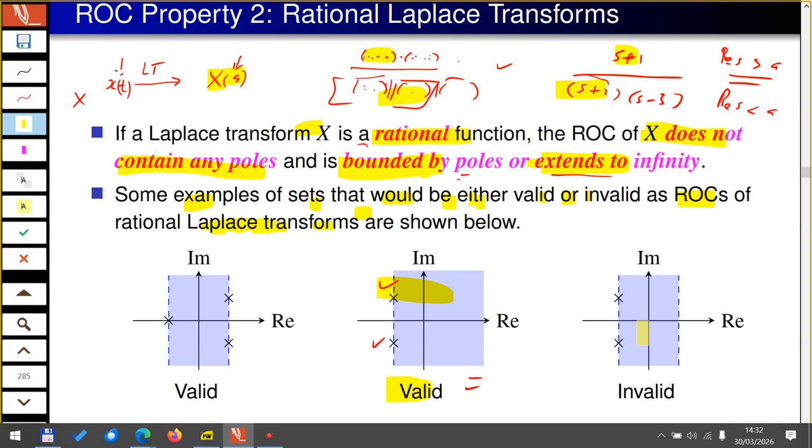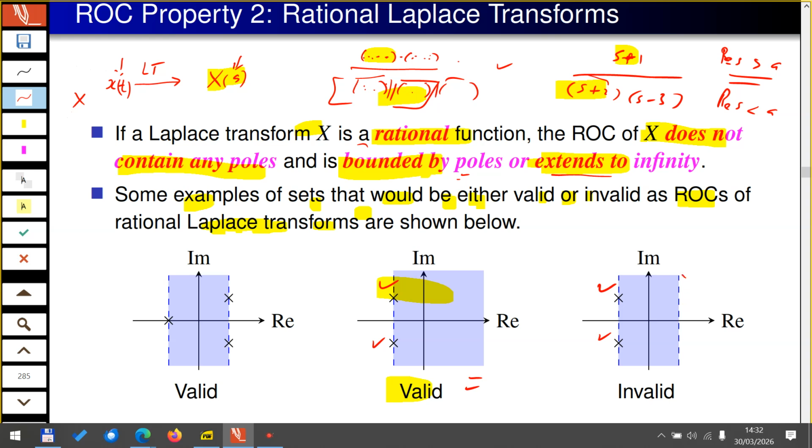What makes that one invalid? There is nothing wrong with this one, yeah. This one is fine, right? It is bounded from the left by poles. Sorry, I think there is no pole on the right side. The pole is only a cross. That is not the reason.